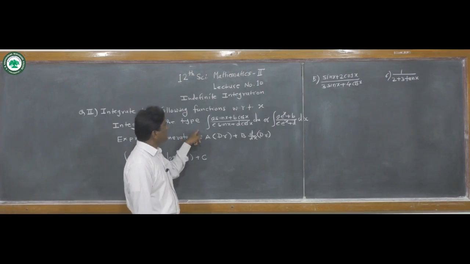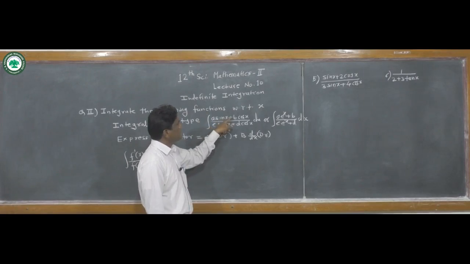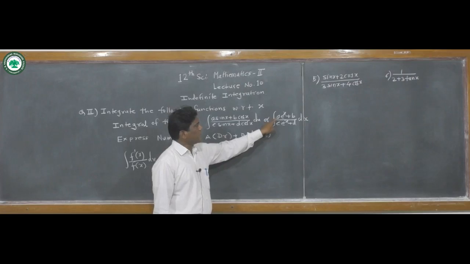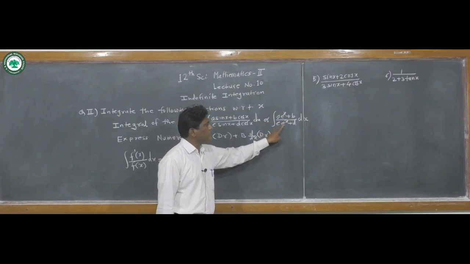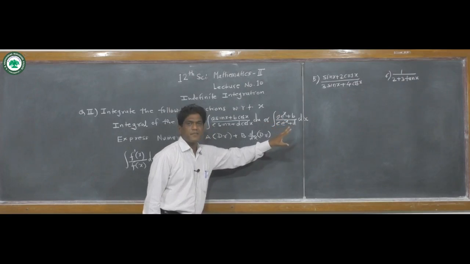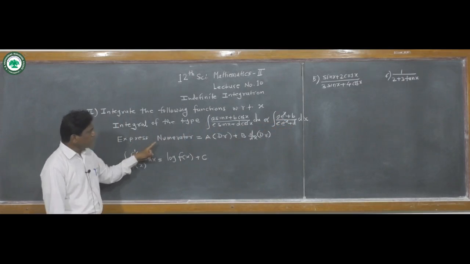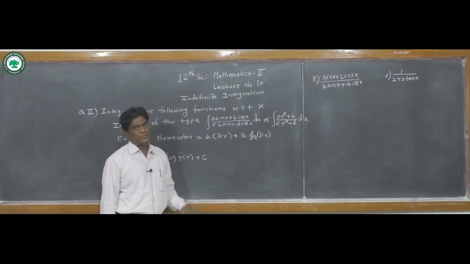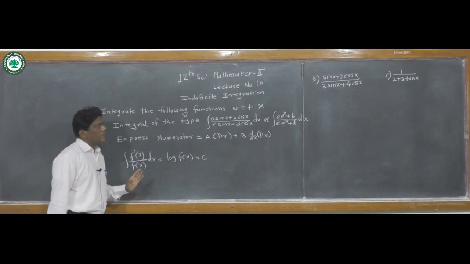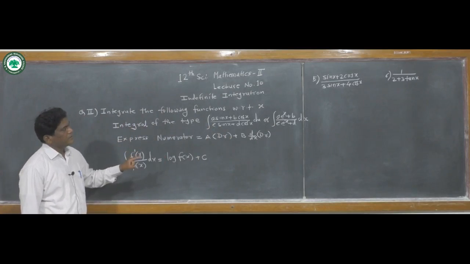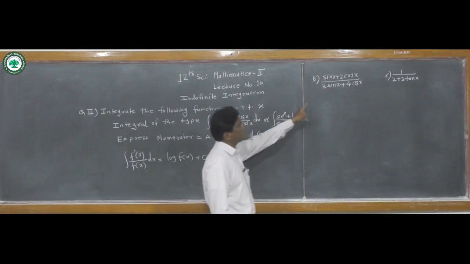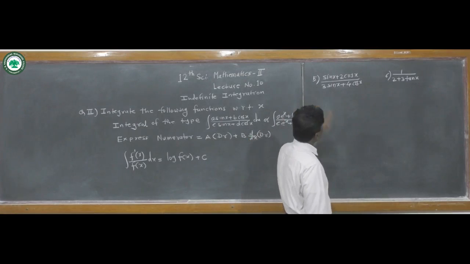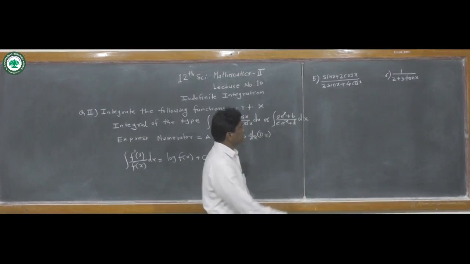When the examples are of this type, integration of (a sin x plus b cos x) upon (c sin x plus d cos x), or integration of (a e to the power x plus b) upon (c e to the power x plus d) dx, then always express the numerator as a into denominator plus b into derivative of denominator. Now we see the problems depending on it. Problem number 5 and 6 are both of this type. So we solve firstly problem number 5.